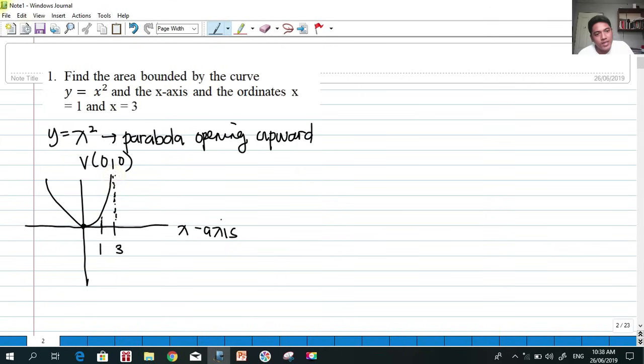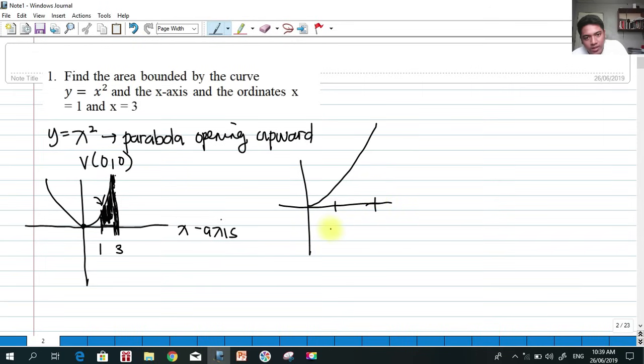So it means, class, that we have to get the area bounded by this parabola and the ordinates x equals 1 and 3. In this case, this is the area bounded. Let me just draw it once again. For example, this is our parabola, opening upward, bounded by x is equal to 1 and x is equal to 3.